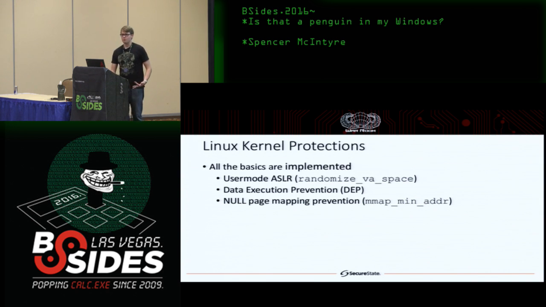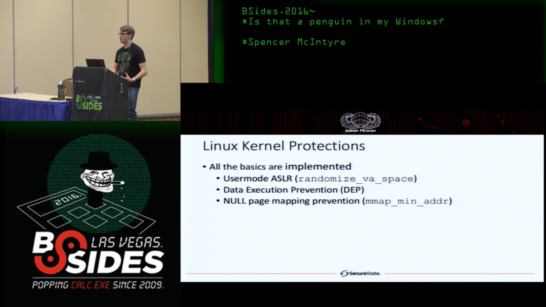So what I wanted to do is look at some of the protections that a binary running in a Linux environment would expect to be provided by the kernel. Unfortunately, all the basic ones that I checked for are actually provided. The reason is that user mode, ASLR, DEP, and null page prevention are all memory protections, and those memory APIs are, of course, going to be very common.